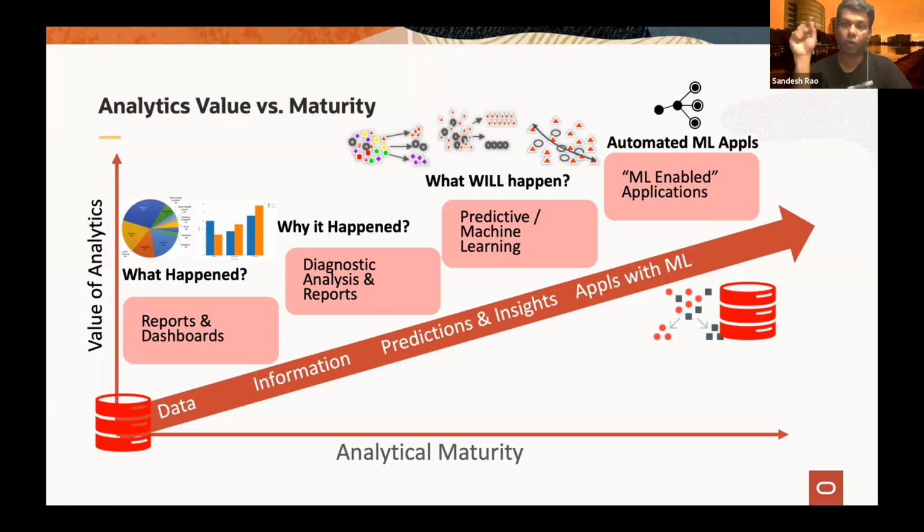There are going to be a whole bunch of additional questions that are going to show up as part of these ML-enabled applications. So you can see the flow. We have moved from data to information, to predictions and insights to machine learning applications. That's where we are today in our regular IT processes.